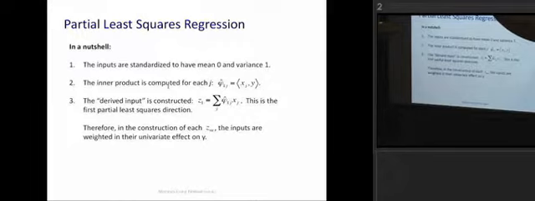Now the construction, therefore, is weighted according to their univariate effect on y. Right? This only concerns xj. It doesn't consider any other x's. It's looking at the univariate effect of xj on y, as measured by this inner product. Okay?